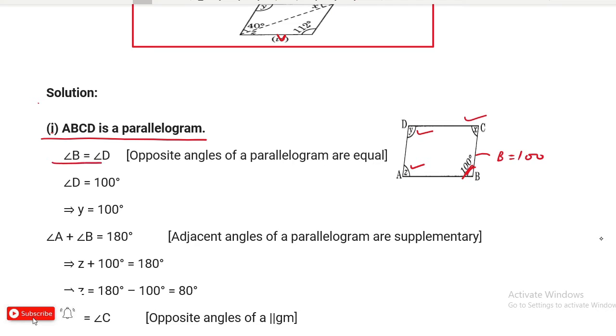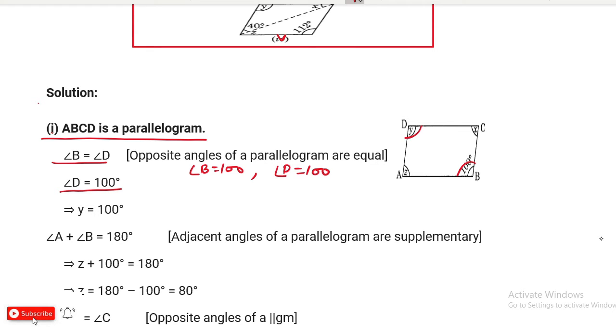Now we start. Angle B is equal to angle D. Where is D? D is here. Angle B is equal to angle D. Why? Because opposite angles of a parallelogram are equal. So angle D will be equal to 100, because angle B is 100.